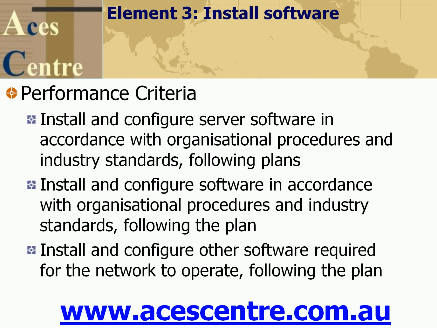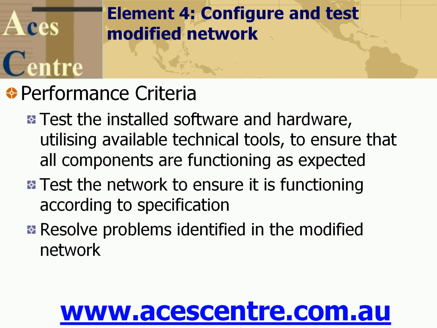Element 3. Install software. This will assess the following performance criteria. Install and configure server software in accordance with organisational procedures and industry standards following plans. Install and configure software in accordance with organisational procedures and industry standards following the plan. Install and configure other software required for the network to operate following the plan.